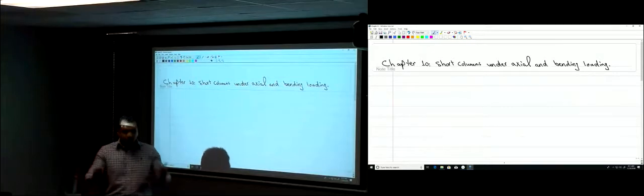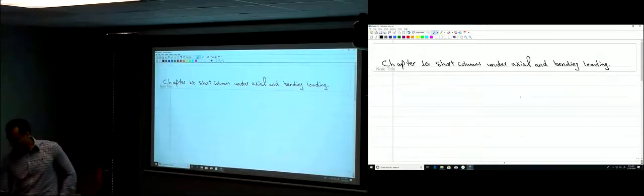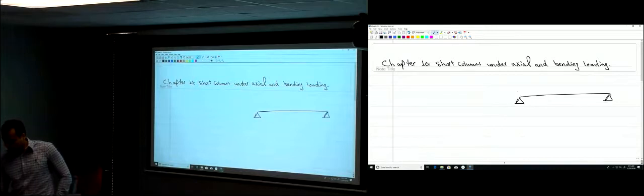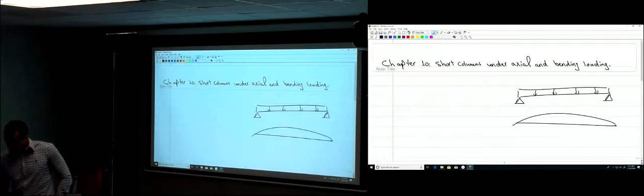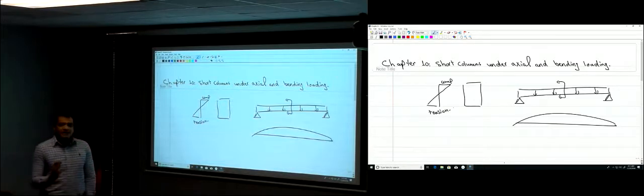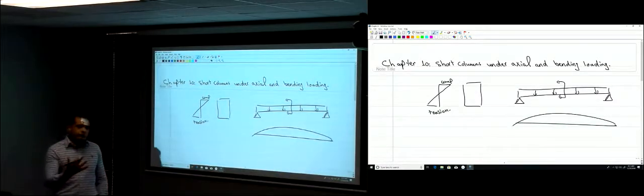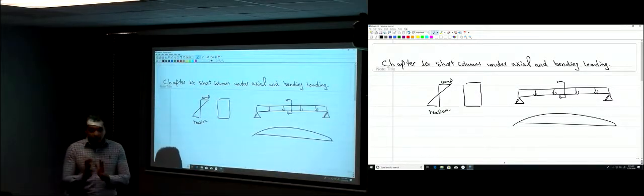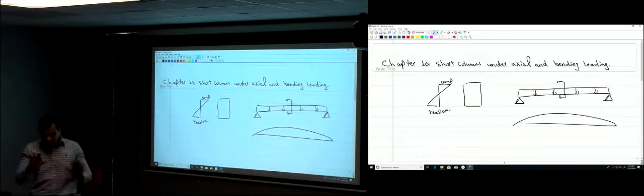When you have a bending moment, you have compression. You remember when you have a beam and you apply some uniform load, the bending moment becomes like this. When you take a section in this beam, you have compression on this side and tension on this side, right? So bending gives you compression and tension. Compression force gives you compression. So they are related to each other. You cannot design for each one independently.